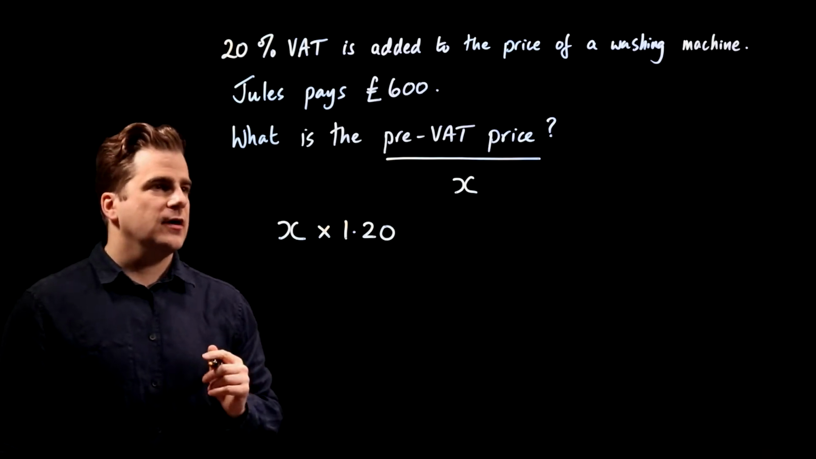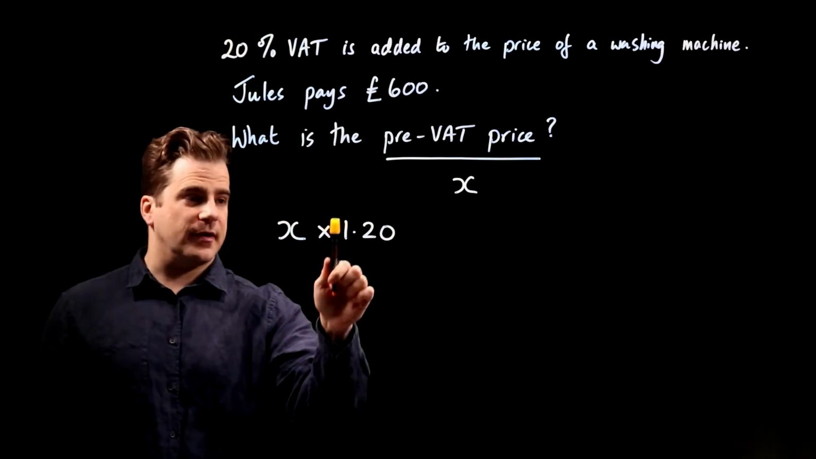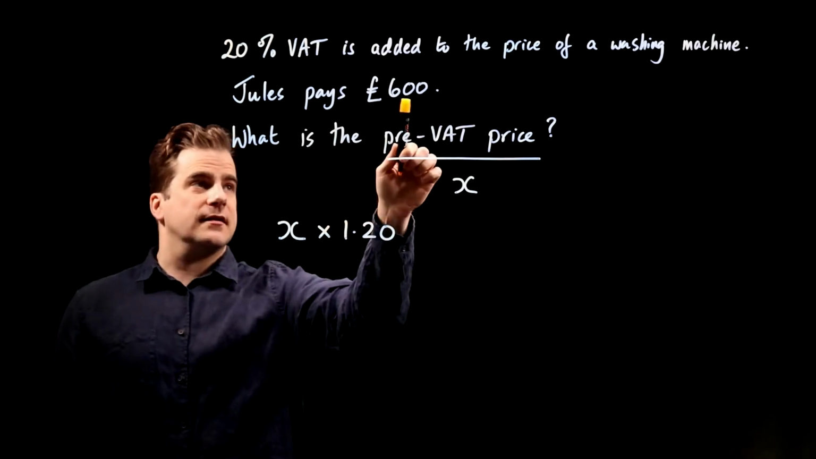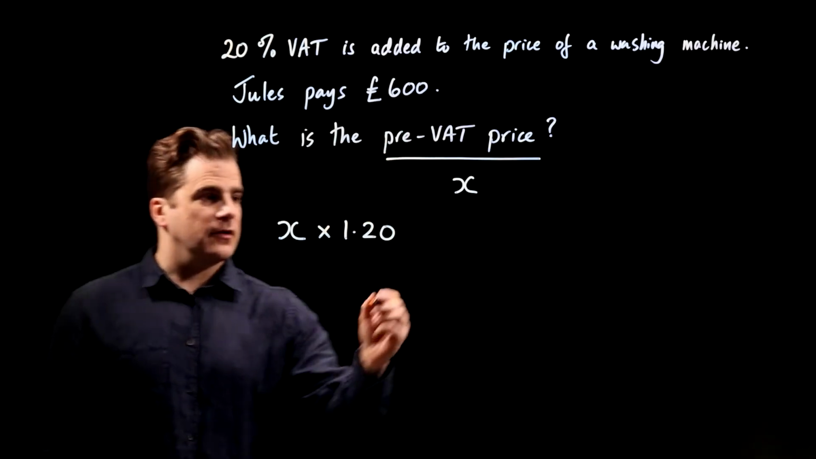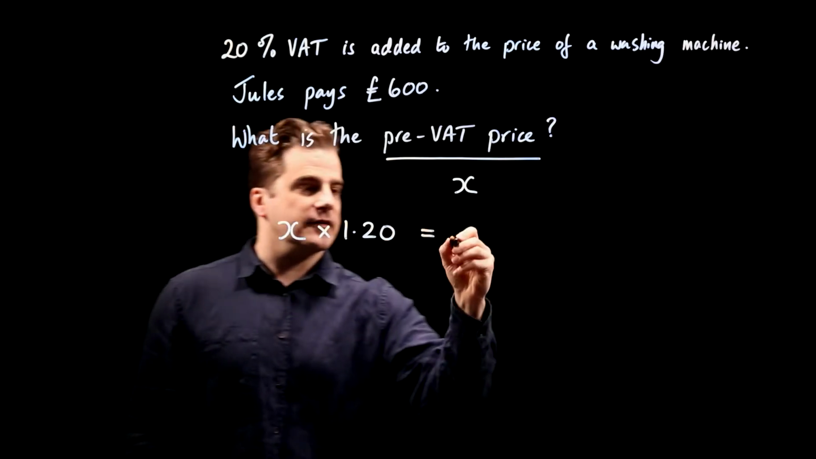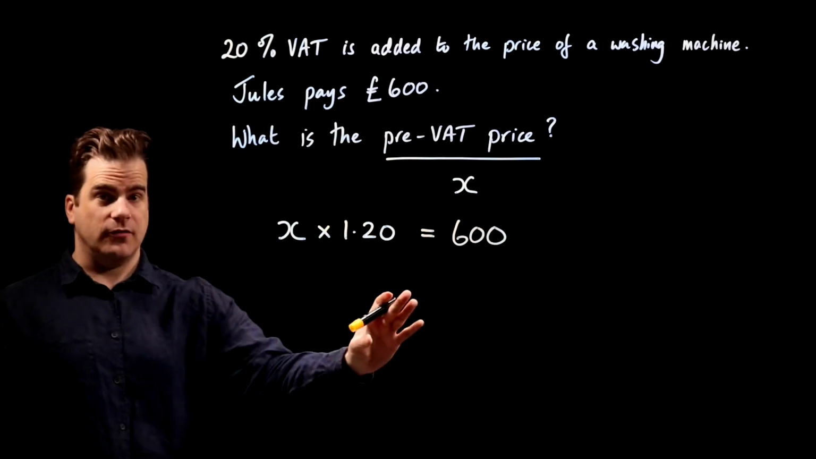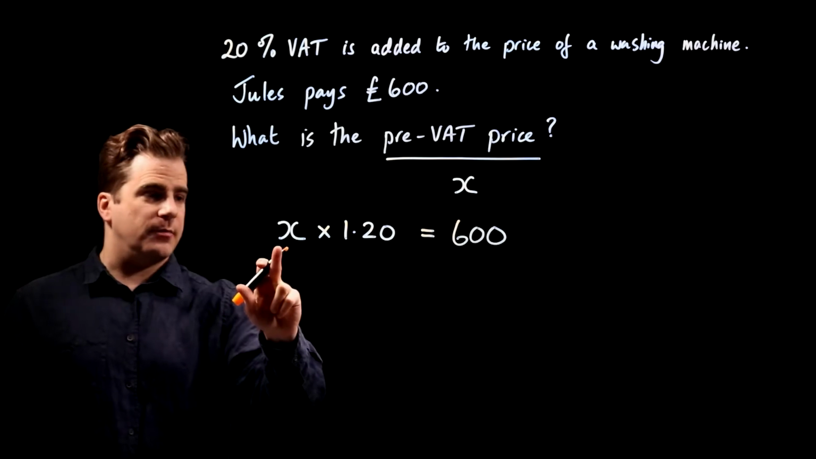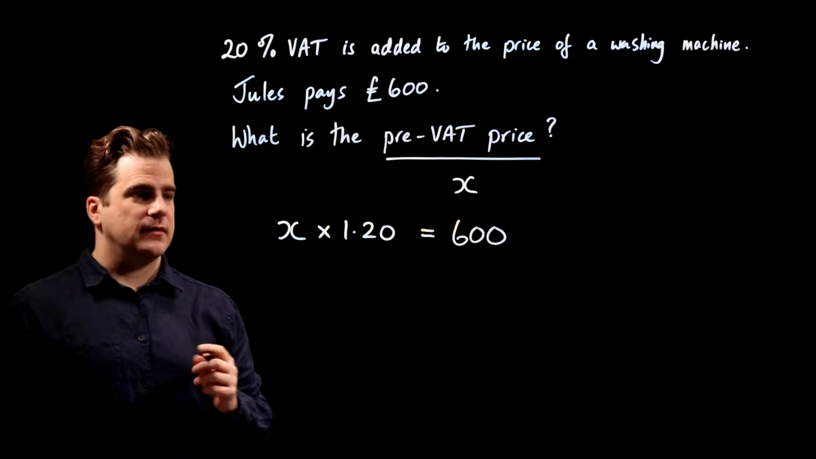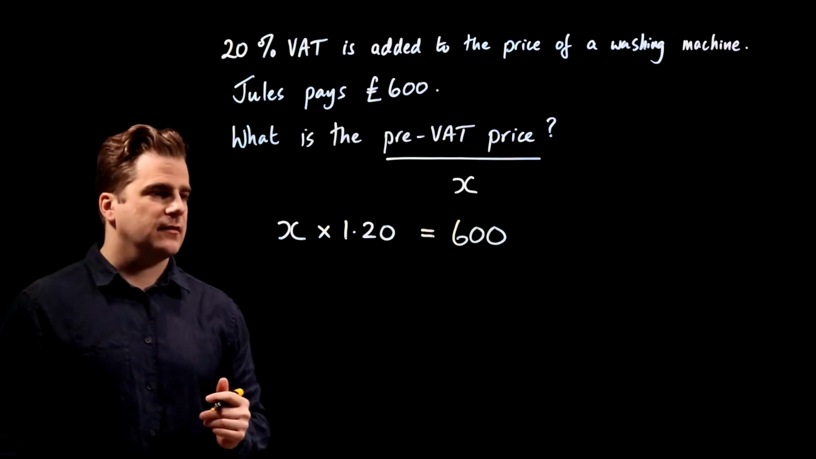Okay, let's move on. So there's the pre-VAT price. We've increased it by 20%, and that is equal to £600. So equals 600. We've done it. That's the hard bit over with. We have built our equation from the information. Okay? Now we just solve this to find x, and we've got the answer.